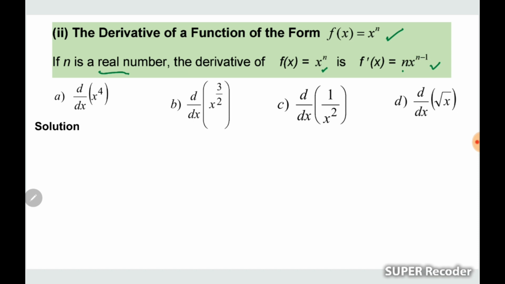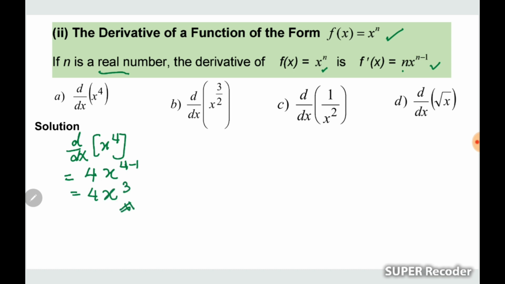Okay, let's do example A. d/dx of x to the power of 4. So differentiate x to the power of 4. So the answer is 4, bring in front, multiply with x, and the power for x must be 4 minus 1. So the answer is 4 times x to the power of 3.